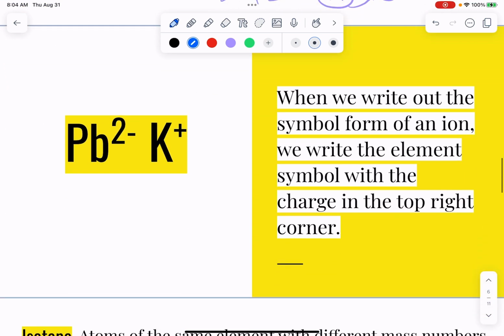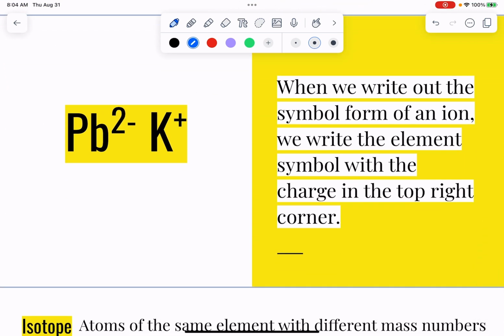Now when we write the symbol form for an ion, we put the charge in the top right corner here. So in this example, this lead ion has a -2 charge. This potassium has a +1 charge. Kind of a side note, you can write +1 or you can just write plus. Scientists are lazy and like leaving that out. But that's where, when we're writing the symbol notation, we would write the charge.